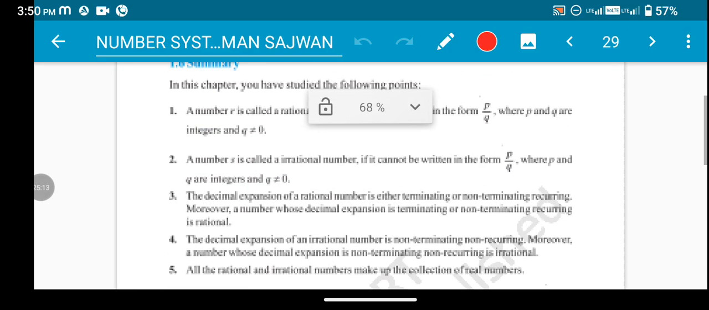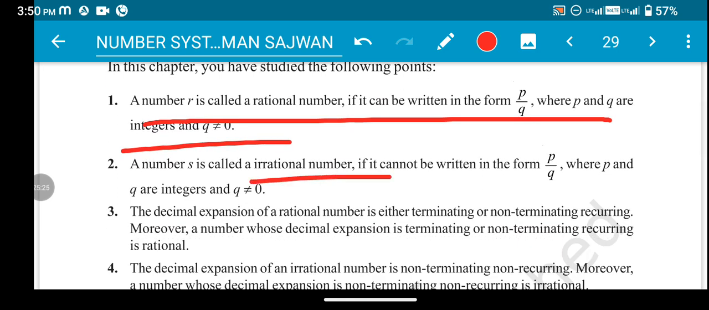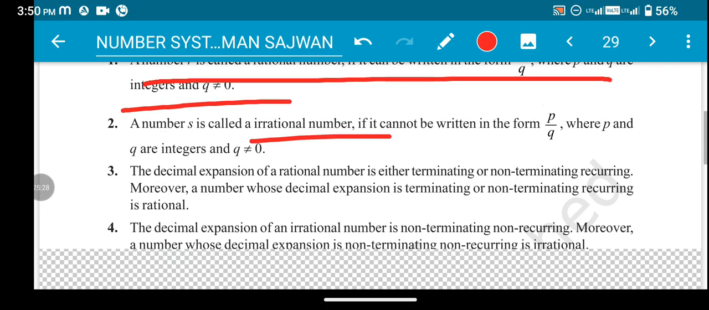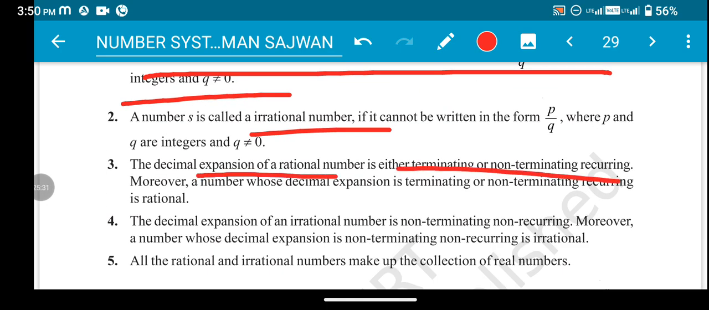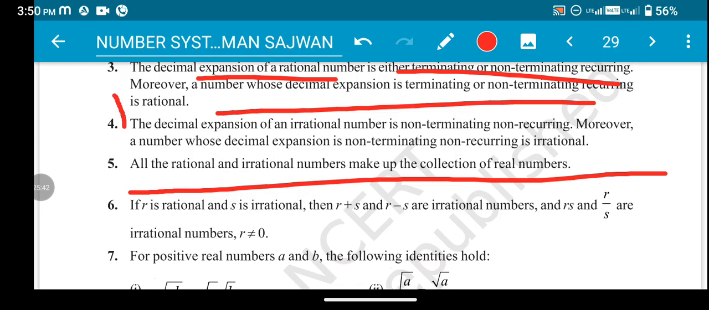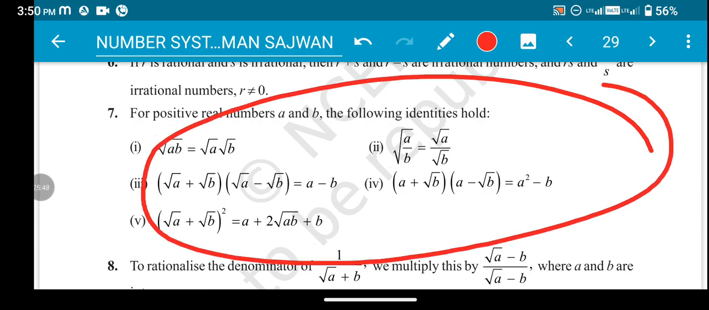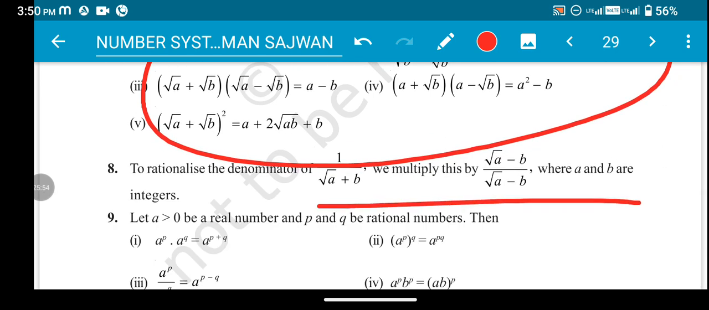Let's do the summary. A number R is called a rational number if it can be written in the form of P by Q, where P and Q are integers and Q is not equal to 0. An irrational number cannot be written in the form of P by Q, Q not equal to 0. Decimal expansion is either terminating or non-terminating. Terminating means the number is completely divisible, and non-terminating if repetition is there. All the rational and irrational numbers come in the collection of real numbers, and these are some identities which hold for real numbers. I have already told you what rationalization is.